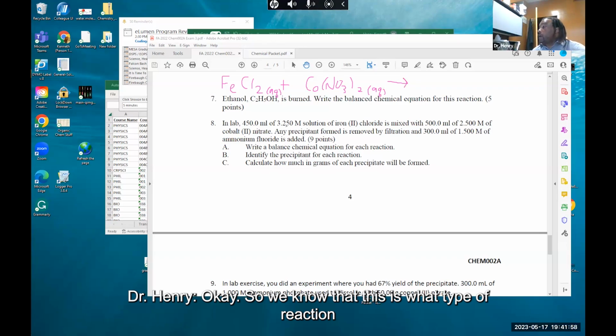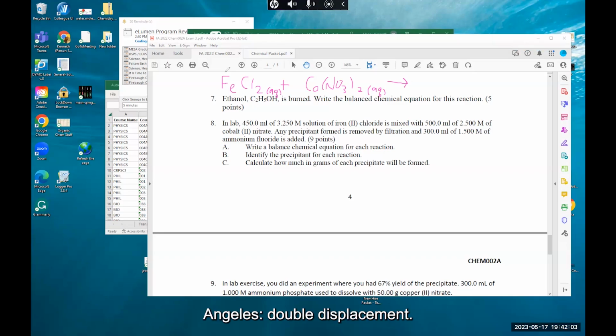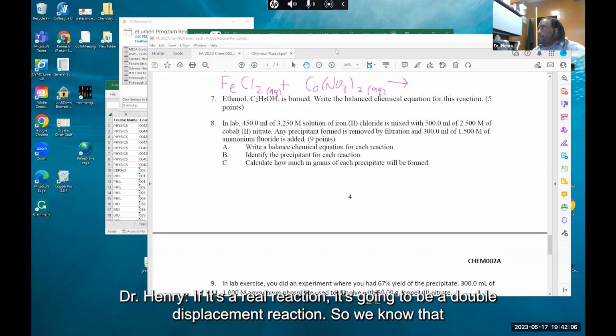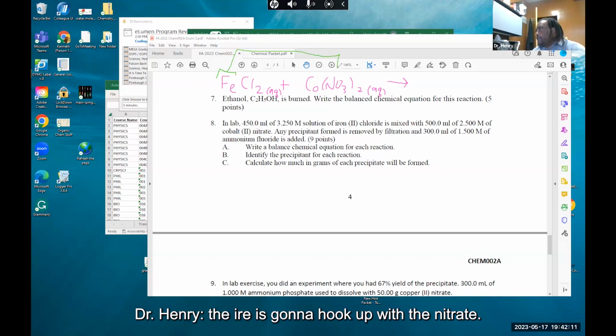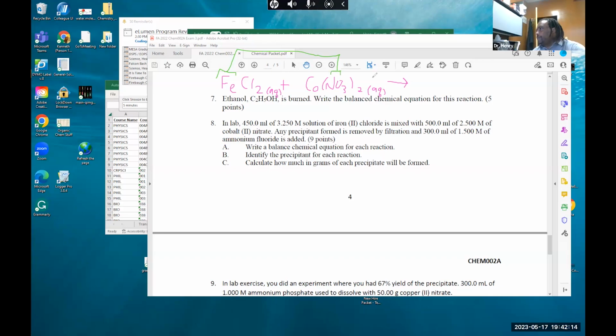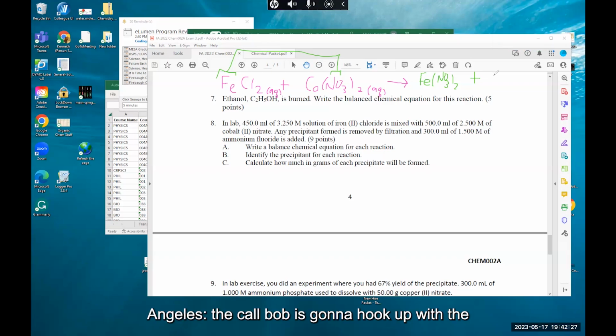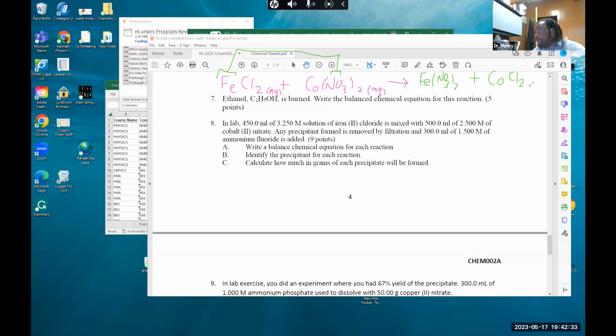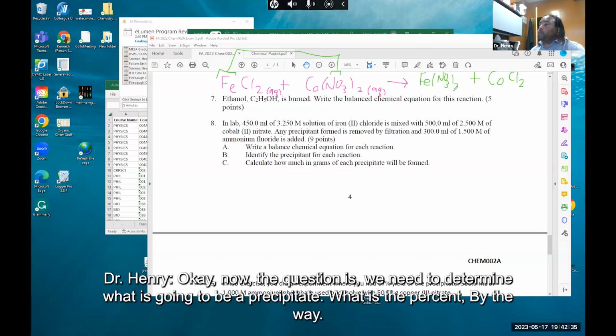Okay. So we know that this is what type of reaction? Double displacement. If it's a real reaction, it's going to be a double displacement reaction. So the iron is going to hook up with the nitrate, so we're going to end up with Fe(NO3)2. And the cobalt is going to hook up with the chloride. Now we need to determine what is going to be a precipitant.